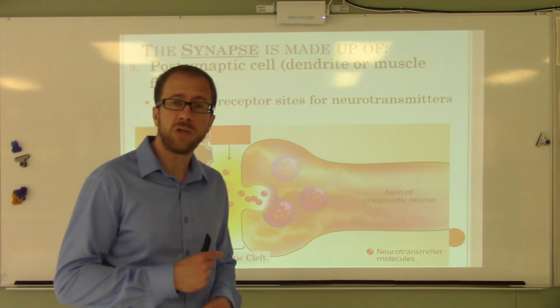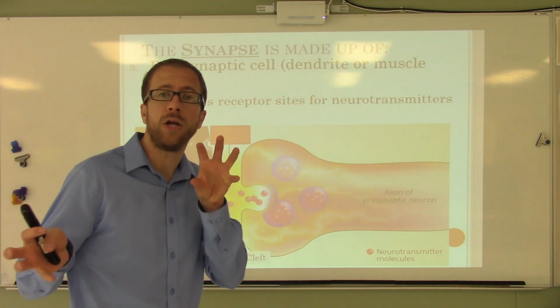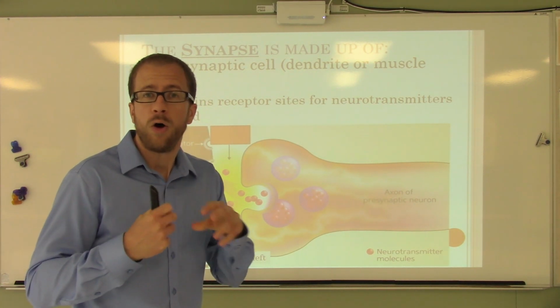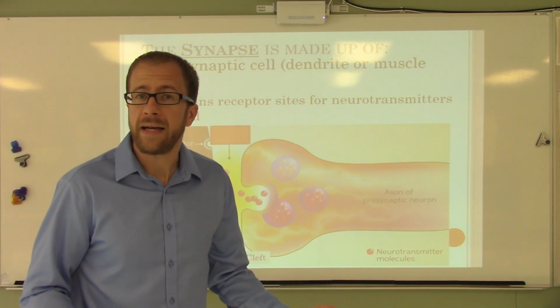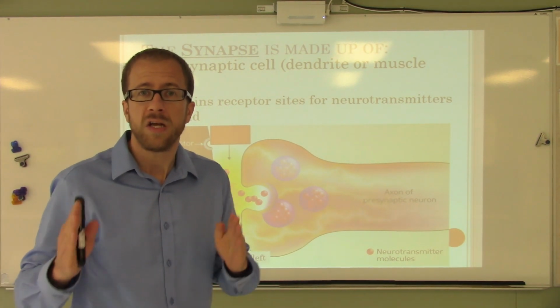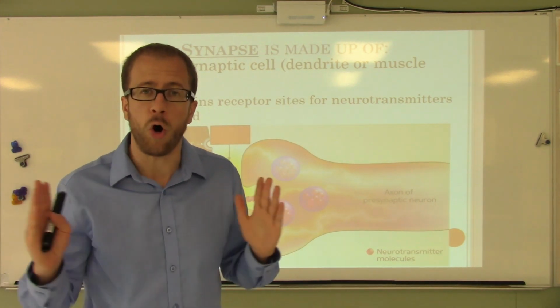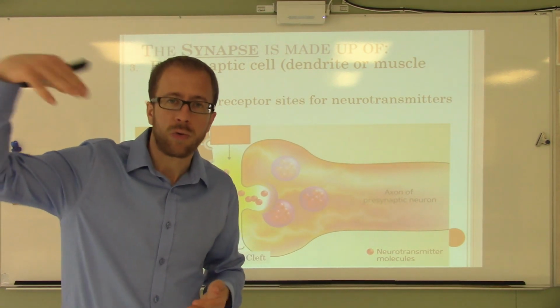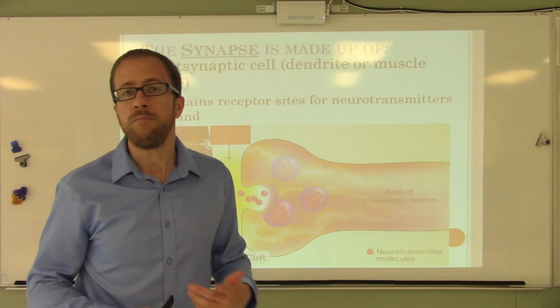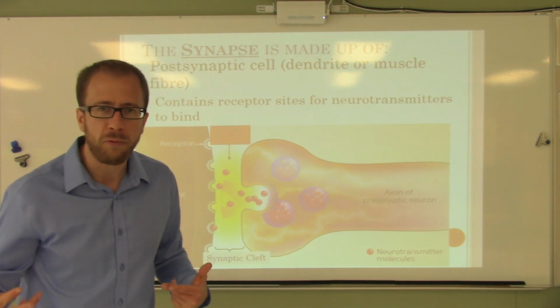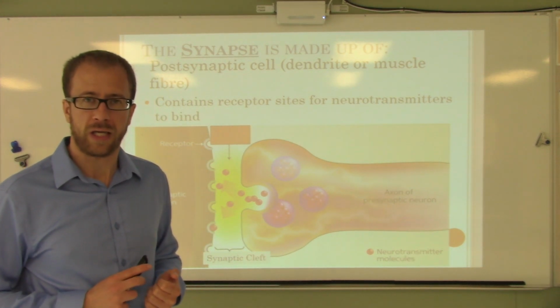And lastly, you have a postsynaptic cell, dendrite or muscle fiber, and this contains receptor sites for those neurotransmitters. And once those neurotransmitters bind to those receptors, well, if it's another neuron, that is a stimulus to cause sodium ion channels to open up, and as a result, sodium can rush in, and you can meet that negative 55 millivolt threshold, and an action potential can occur.